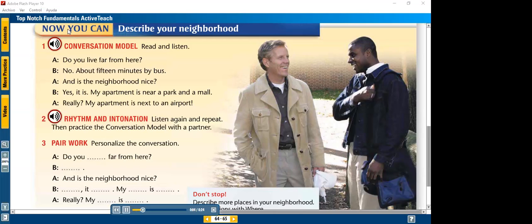Page 65. Now you can describe your neighborhood. Exercise 1. Conversation model. Read and listen. Do you live far from here? No, about 15 minutes by bus. And is the neighborhood nice? Yes, it is. My apartment is near a park and a mall. Really? My apartment is next to an airport.